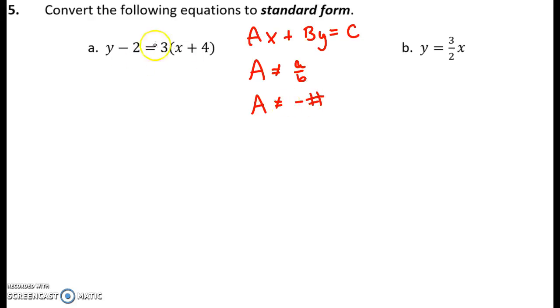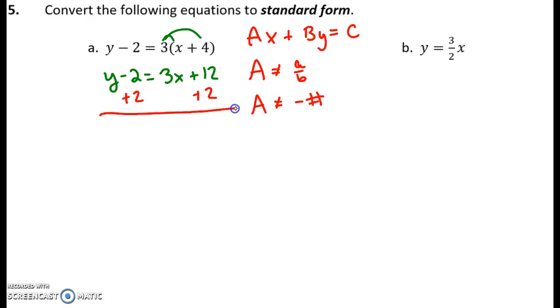So the first thing I want to do, this is in point slope form. So I want to distribute. So I get y minus 2. 3 times x is 3x. 3 times 4 is 12. And now I want to solve this for y. So I would add 2 to both sides. So I get y equals 3x plus 14.